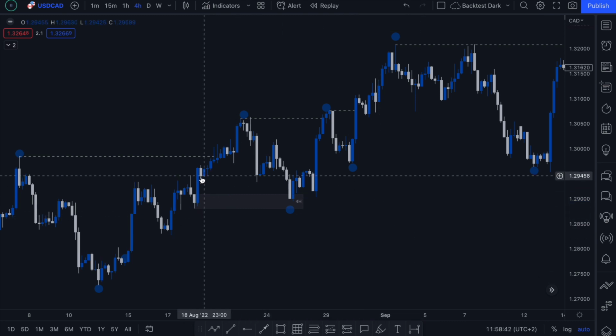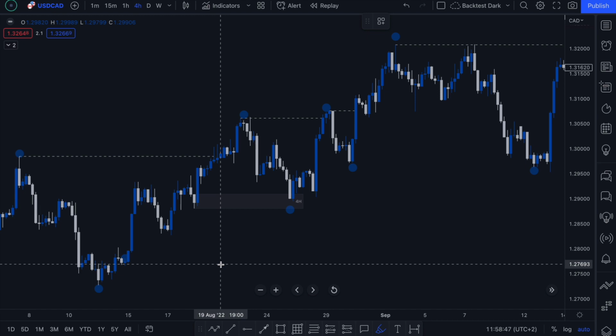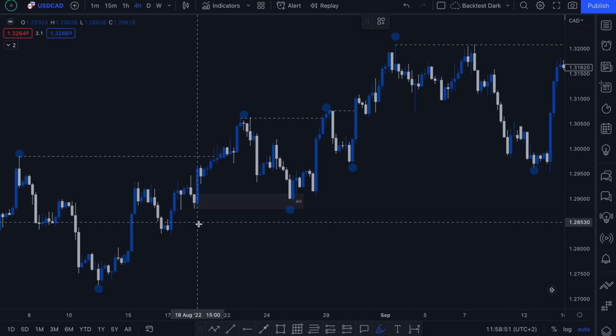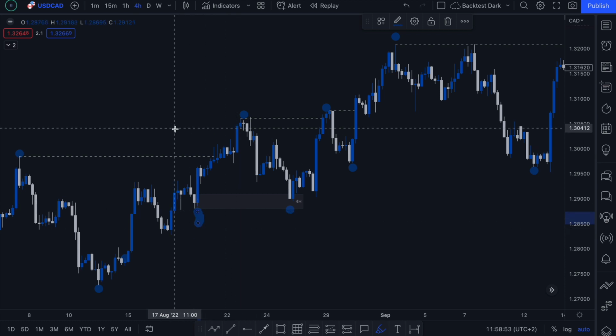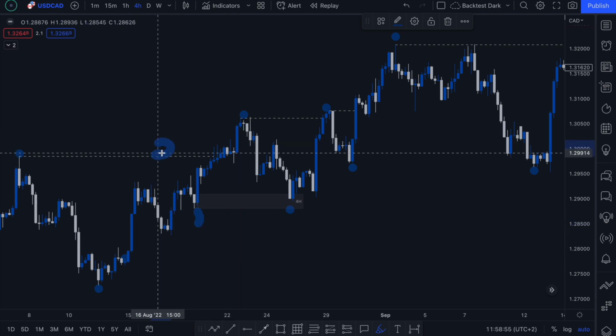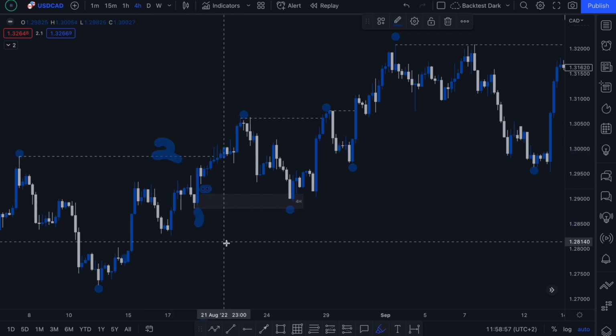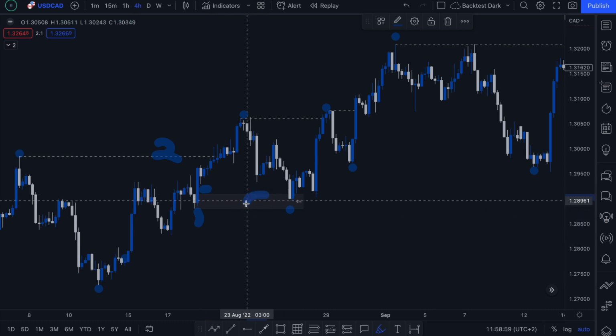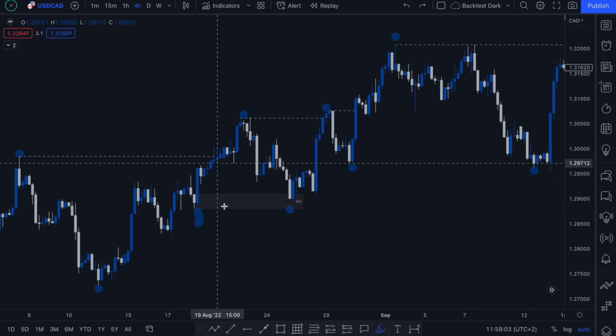Now, how do we know that this is a valid 4-hour demand zone? Well, as you guys have seen in the previous video on how to identify supply and demand zones, we have an engulfing candle. Okay, we have a valid break of structure to the upside, and we have imbalance that's left behind. So we know that this is a valid demand zone that has formed in here.